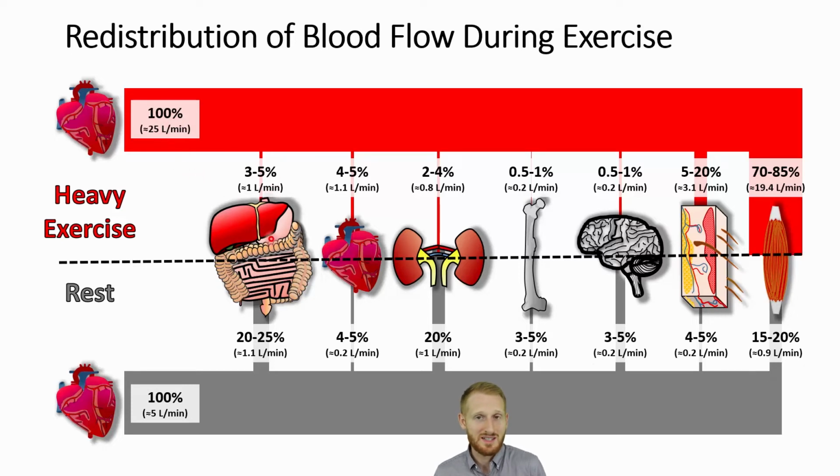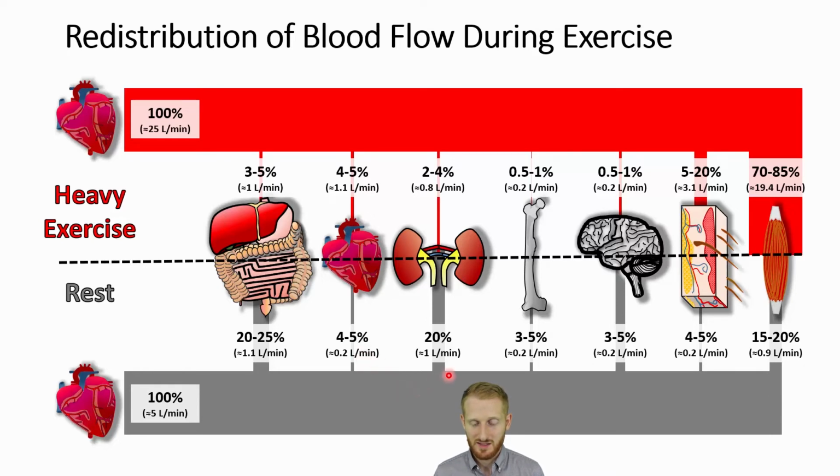And we don't need that. We don't want that. Looking at the heart, it was 4 to 5% of the blood flow in both situations. But if you look at the absolute values, it's about 0.2 liters at rest, and it went up to 1.1 liters during heavy exercise. So it actually gets a lot more blood flow during heavy exercise.